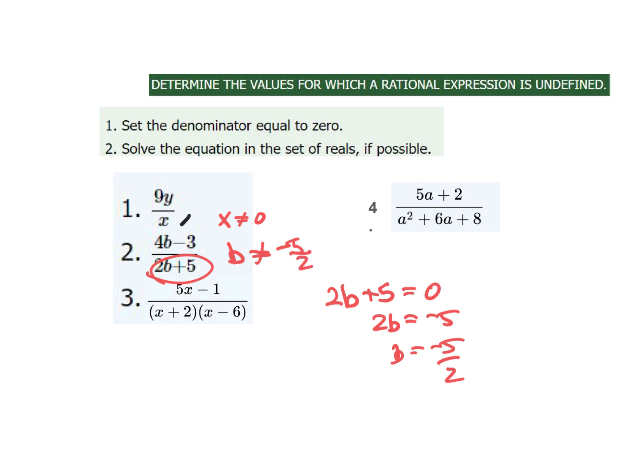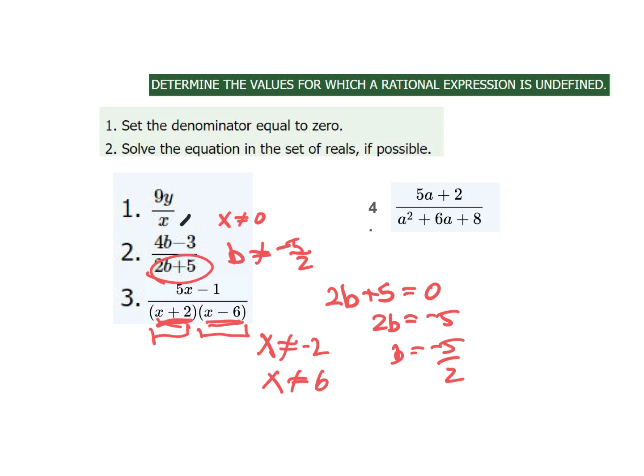We can see in number 3 that sometimes our denominator will have 2 or more factors, and that means we will have 2 or more values that produce a 0, and we'll have to restrict the domain. So if we look at this, what number plus 2 would give us a 0? We know that x cannot equal negative 2. That would produce a 0 in this first parenthesis. And then what number minus 6 will give us a 0? x cannot equal 6. That would produce a 0 in this parenthesis.